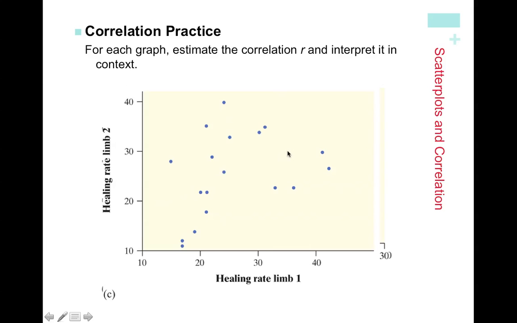This one, I would say the correlation coefficient is probably somewhere in the neighborhood of 0.2 positive. We sort of have an upward trend going this way. And what it means to interpret that is that the healing rate of limb 1, as that gets higher, the healing rate of limb 2 will also get higher. And that should make sense. If you heal well on the left side of your body, you probably heal well on the right side of your body too.